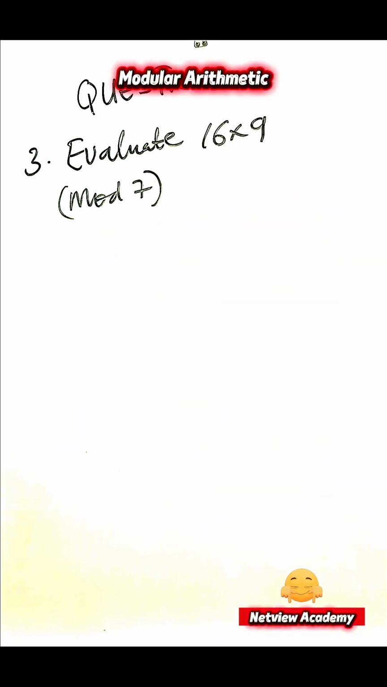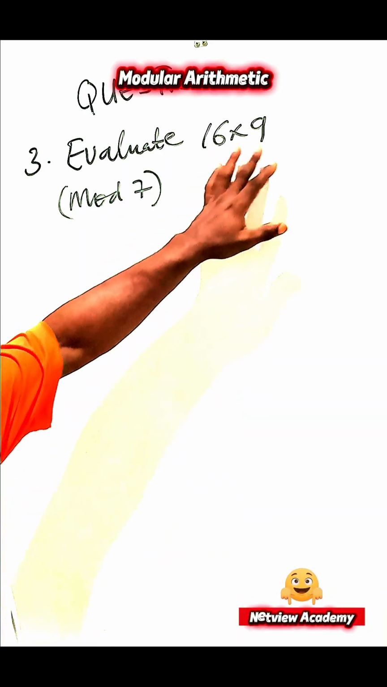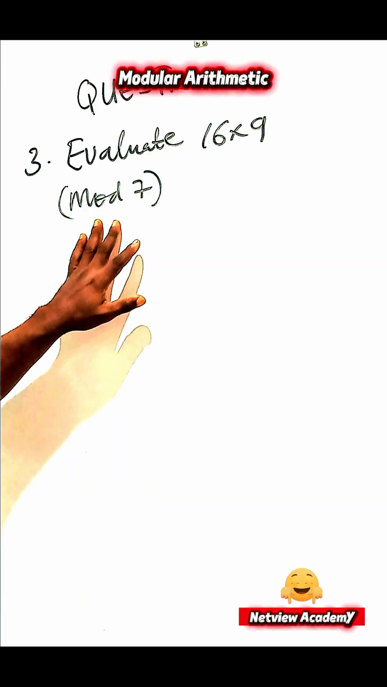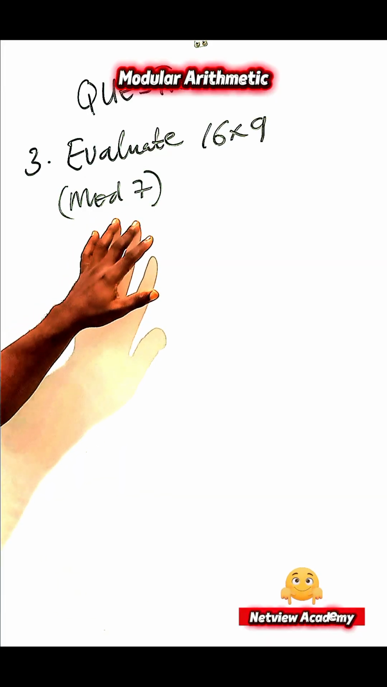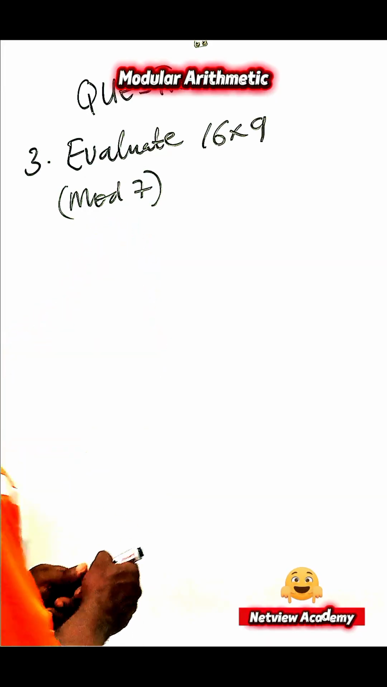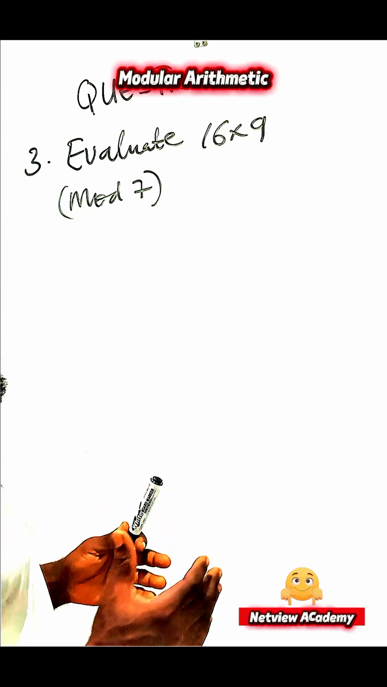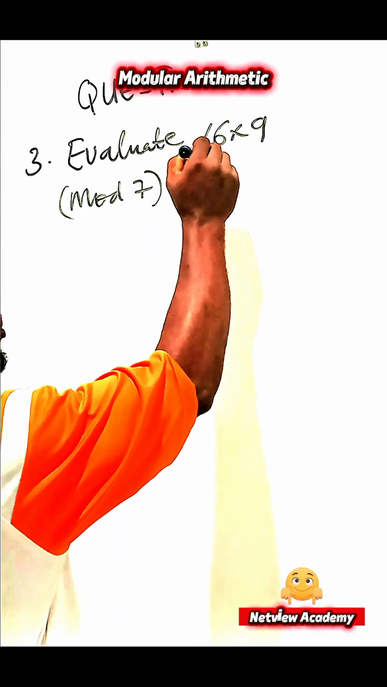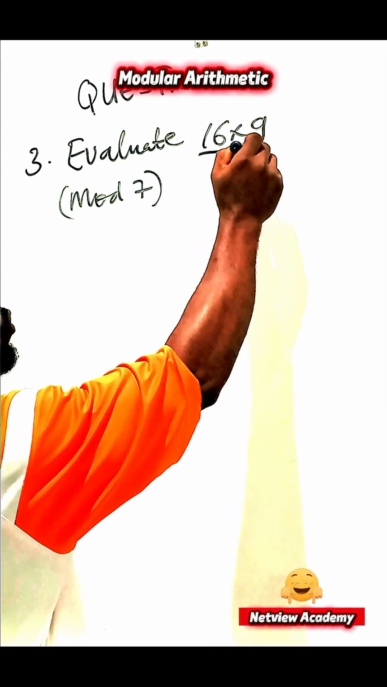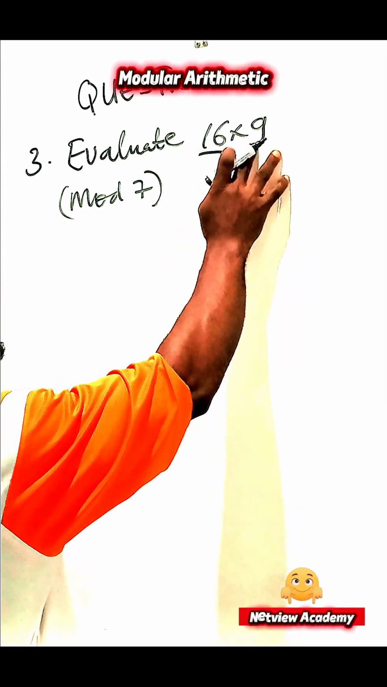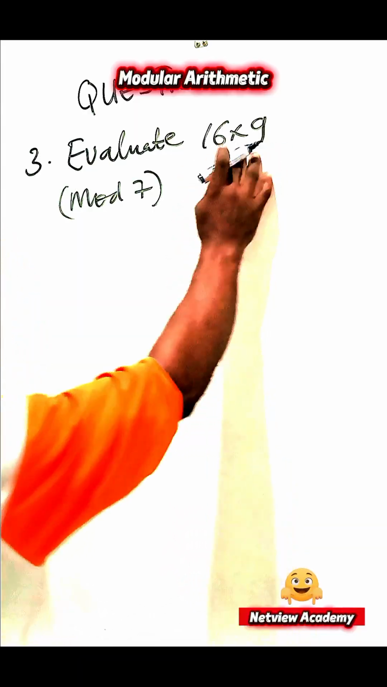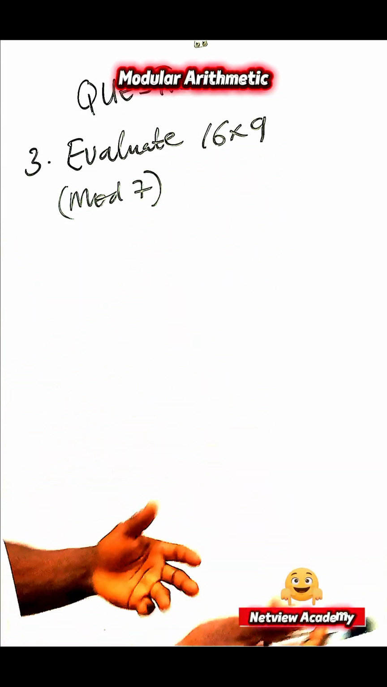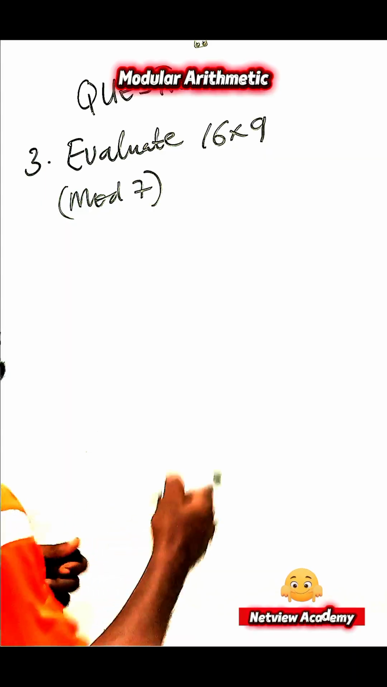In this question, we are asked to evaluate 16 multiplied by 9 mod 7. Now, we're still going to apply the same method we used in the previous question. We are going to find the remainder of these two values. Then we will multiply both expressions.